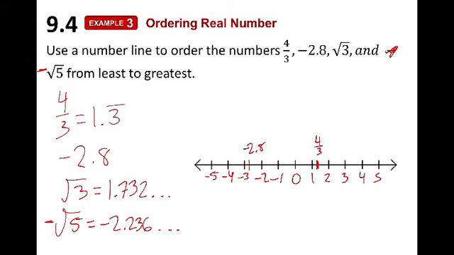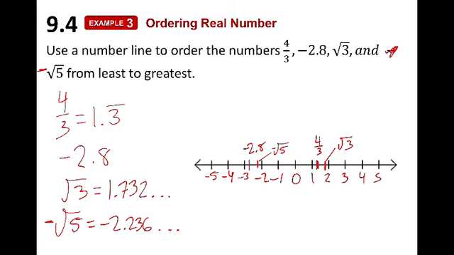1.732. So that's back over in this area. And that's going to be a little closer to 2, so we'll put that there. So that was the square root of 3. And the last one is negative square root of 5, and that was negative 2.2 something, so that's going to be a little closer to negative 2. It's going to be right around here-ish. So that's the negative square root of 5.